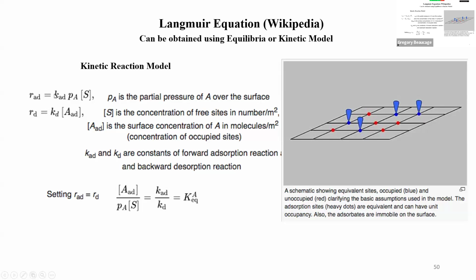So in the absorption rates, there's a rate constant for absorption times the pressure of whatever the species is, times how many free sites are on the surface. Then desorption is the surface concentration of A times the desorption constant. And this K, the equilibrium constant, is absorption over desorption constants, which gives you this equation: the surface concentration, which is theta, and then P_A times S.